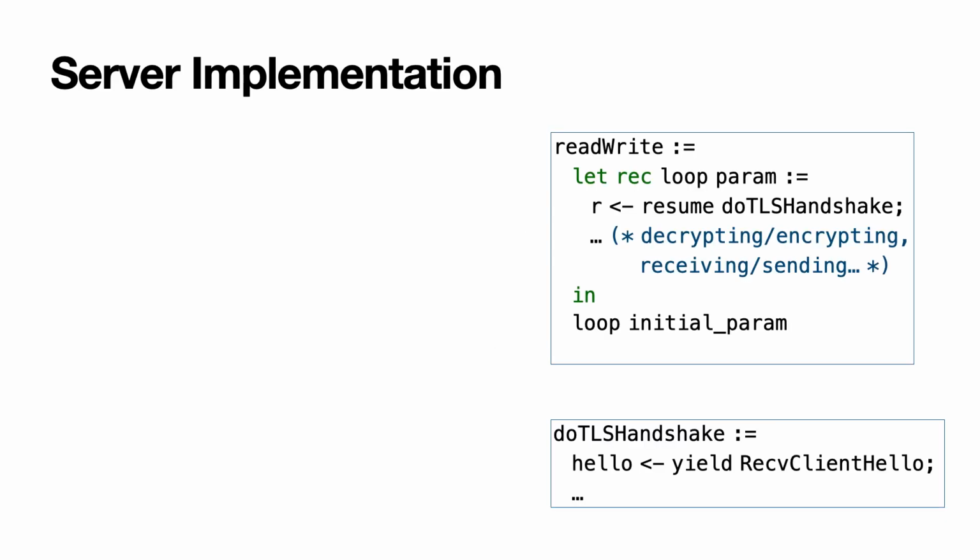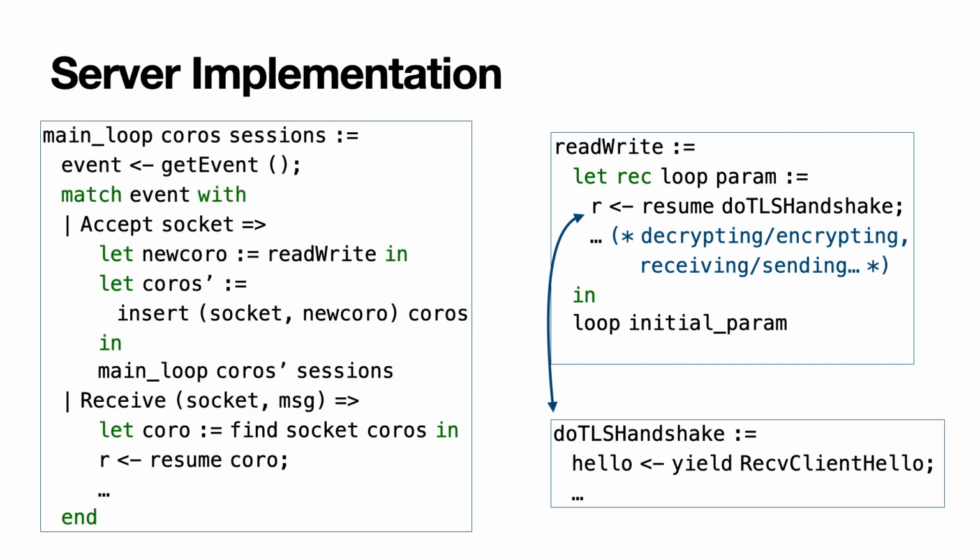Our implementation consists of nested coroutines, so they naturally correspond to the nested state machines we saw earlier. The core per-connection handshake is a child coroutine of a coroutine for reading and writing. Here, resume is the keyword for calling a child coroutine. In Python, it's named send or next. And this read-write is a child coroutine of the top-level server.